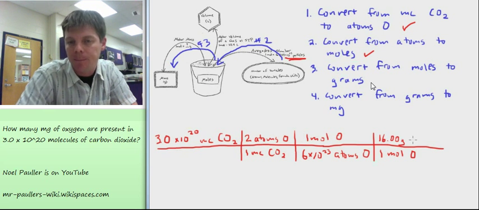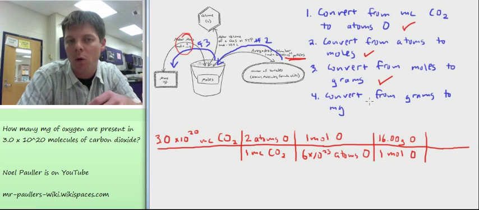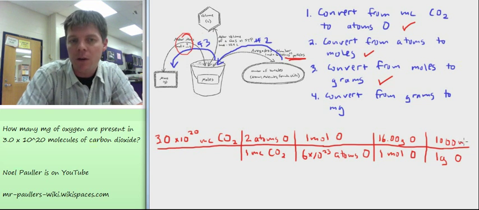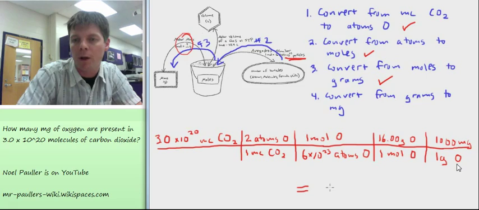The next step would be to convert from moles to grams. This is step number three that we're setting up right here. We're using the molar mass of oxygen, which we can find on the periodic table. It's 15.9994, but we're rounding that off to 16.00. We would now know how many grams of oxygen are present in our sample. Our final step will be to convert from grams of oxygen to milligrams of oxygen. So we need to use the relationship that 1 gram is equal to 1,000 milligrams.